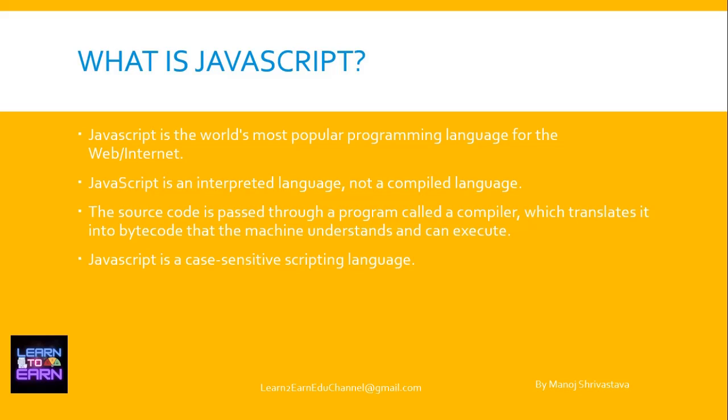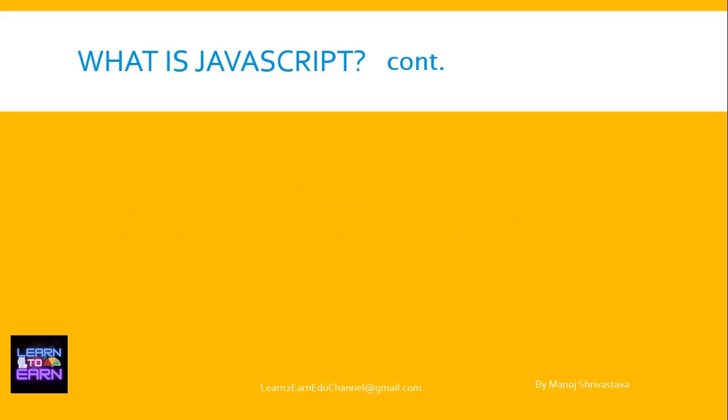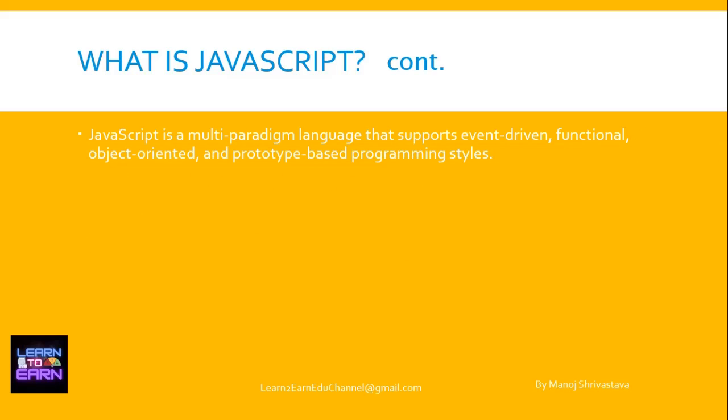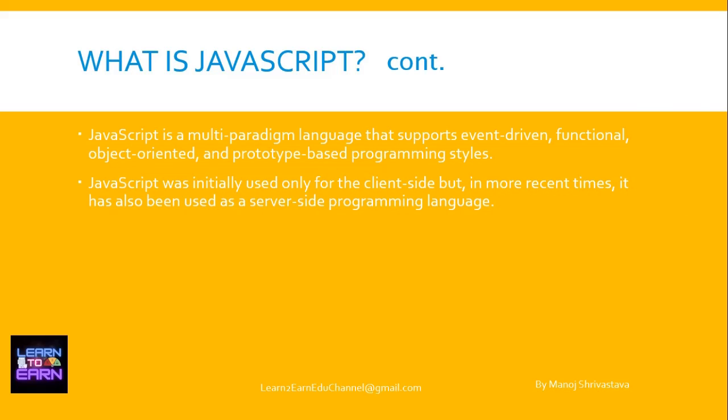JavaScript is a case sensitive scripting language. Remember this, JavaScript is a case sensitive scripting language. JavaScript is a multi-paradigm language that supports event-driven, functional, object-oriented, and prototype-based programming styles. JavaScript was initially used only for the client side, but in more recent times, it has also been used as a server-side programming language.